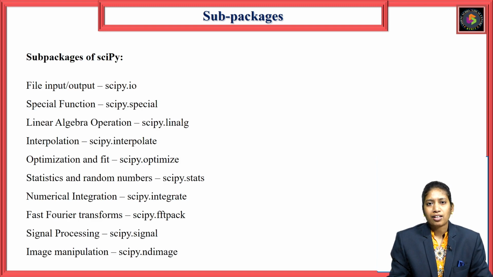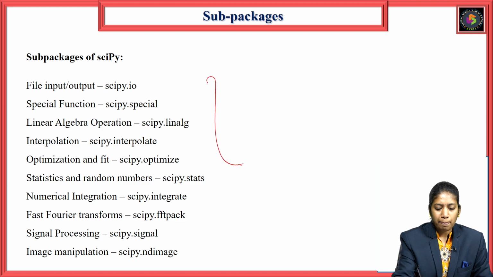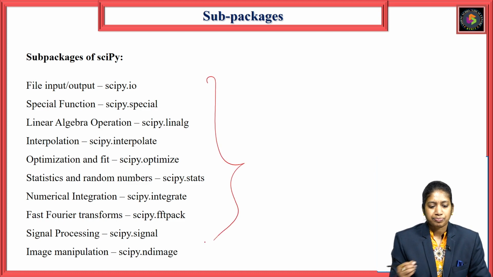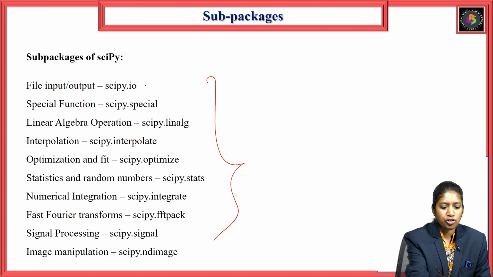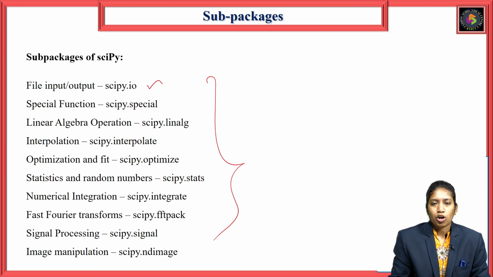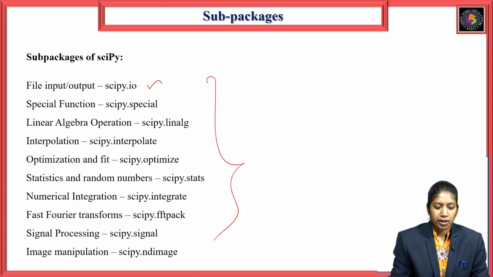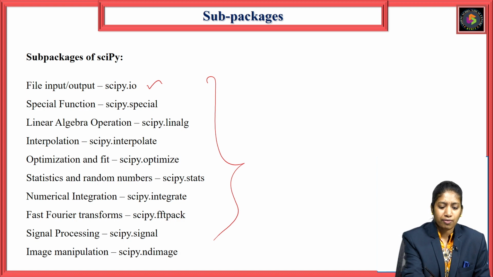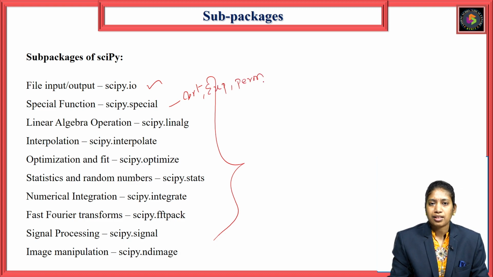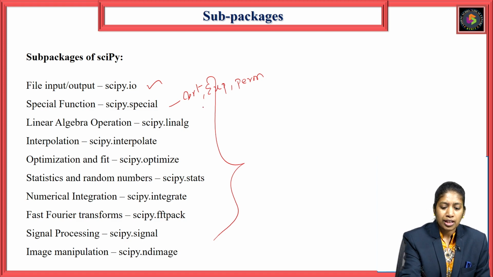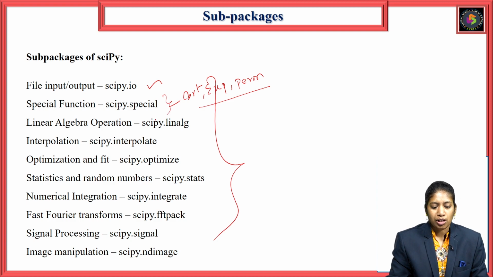So what are the subpackages in SciPy? For file input operations, we can go with SciPy.io, which lets us perform input and output operations. When we want special functions like cube root, exponential, permutations and combinations, all of these are available in the special functions. We can use these methods by importing the SciPy.special package.